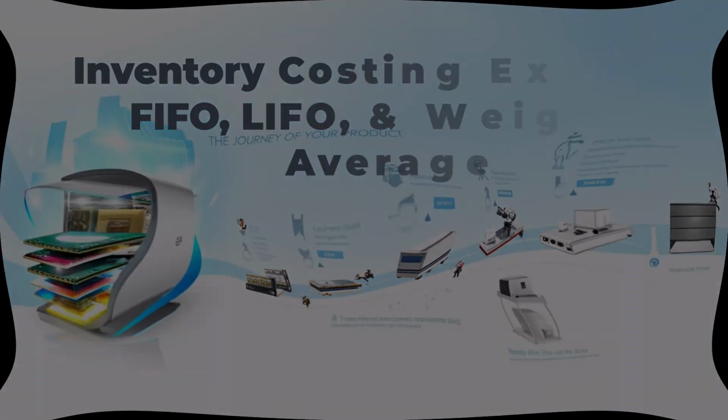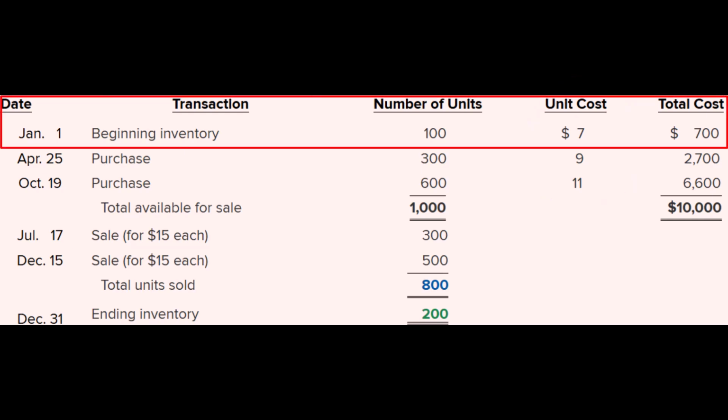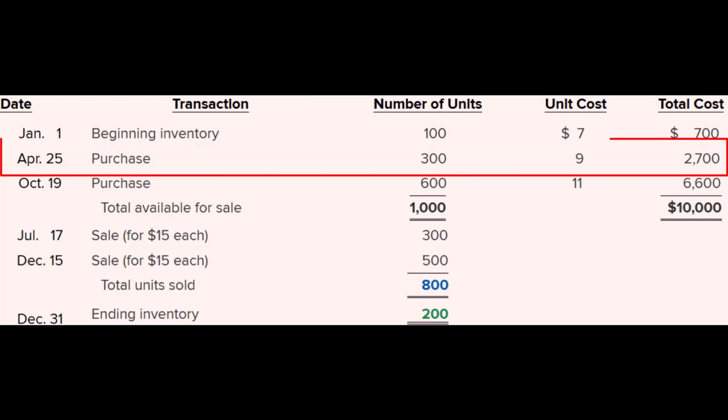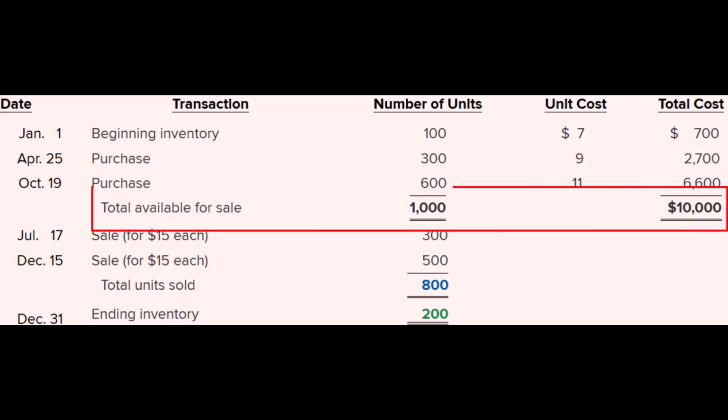Imagine you own a business, Mario's Game Shop. You buy the same game from a supplier 3 times during the year, but because of inflation, the price goes up each time. You start the year with 100 units that cost you $7 each. In April, you buy 300 more at $9 each, and in October, another 600 at $11 each. In total, you have 1,000 units available to sell, and you spent a total of $10,000 on them.